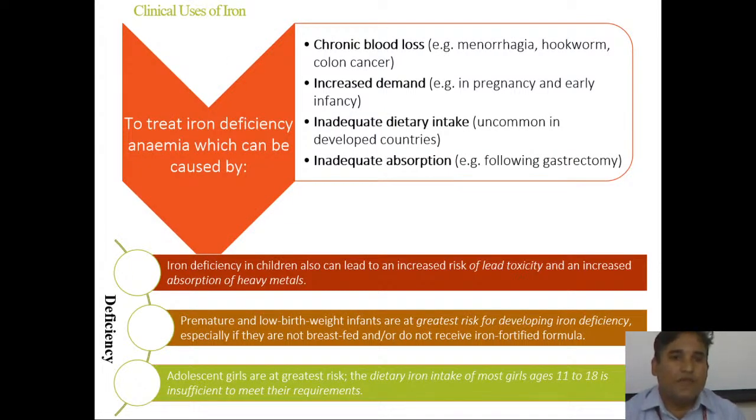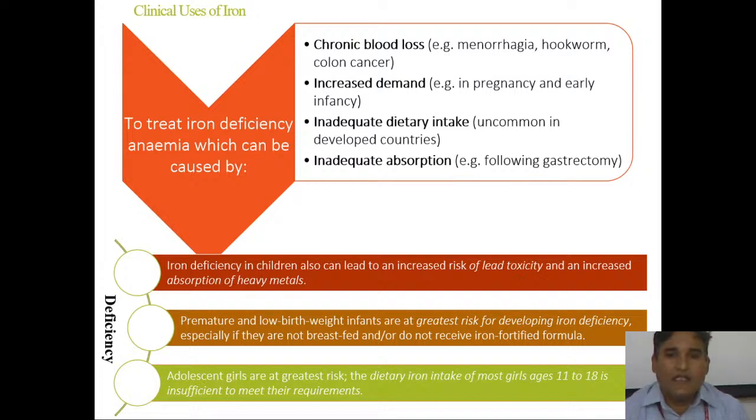These are clinical uses of iron to treat iron deficiency anemia, which can be caused by chronic blood loss during menorrhagia, hookworm, colon cancer. Increased demand during pregnancy. When the supply is poor and demand is greater, it may lead to anemia. Also early infancy, inadequate dietary intake, and inadequate absorption during disease or GI surgery.